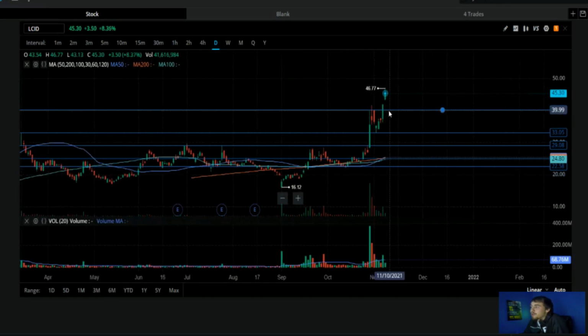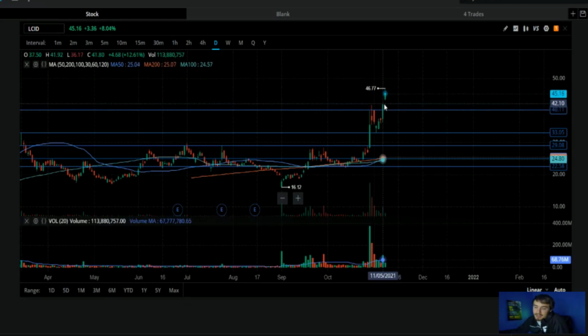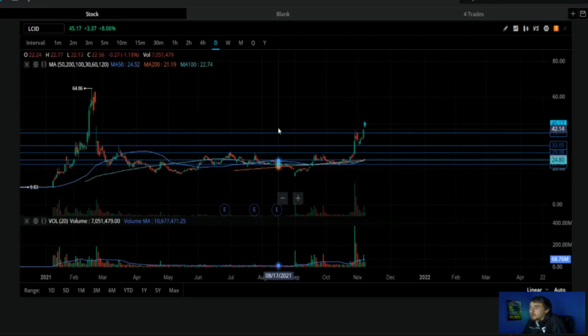We gapped through $40. We were just above $40. I really wanted to see, and I indicated this in the last video, if we stayed above 40 or if we dropped under 40, and we totally just gapped right up, and now at $45, we're at pretty much a whole new range.